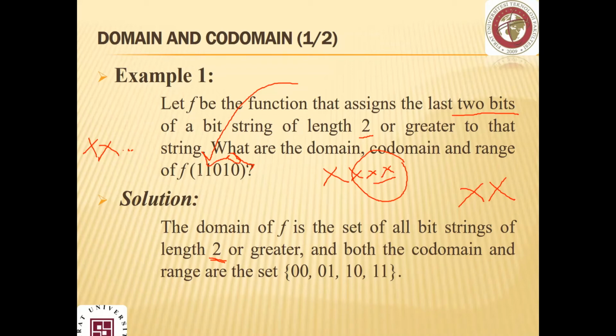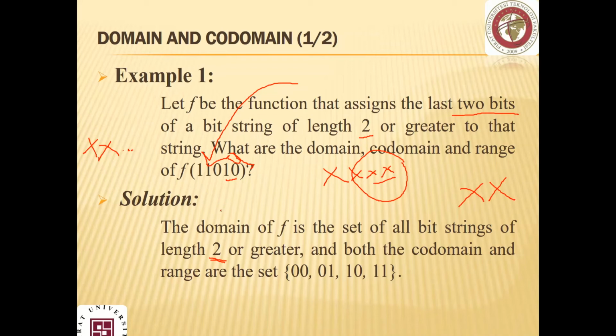Now, how about the codomain? If we provide whatever to this function, what will be the output? So this is the input. What will be the output? The output is the codomain. The codomain, remember, provides you with the last 2 bits of a bit string. Okay, the last 2 bits. In this case, we have 1, 0, the last 2.